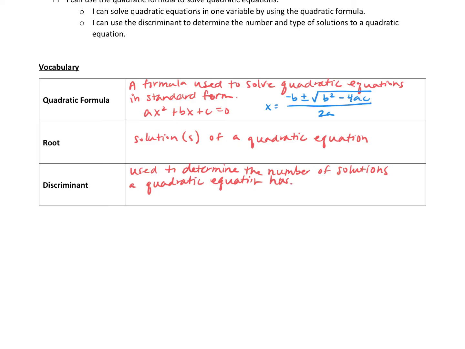So the nice thing about the discriminant is once we have this quadratic formula memorized, the discriminant is just inside of it. It's just this b squared minus 4ac.